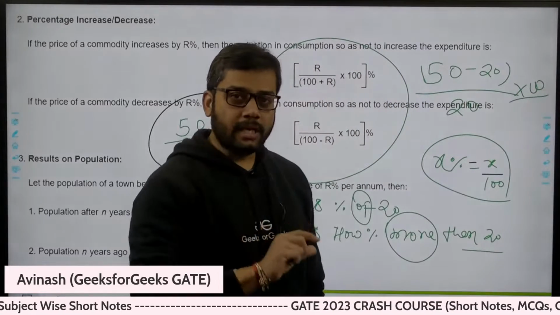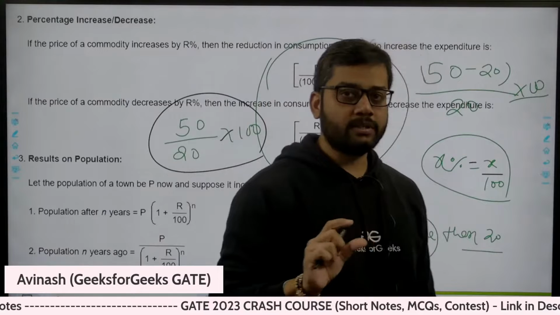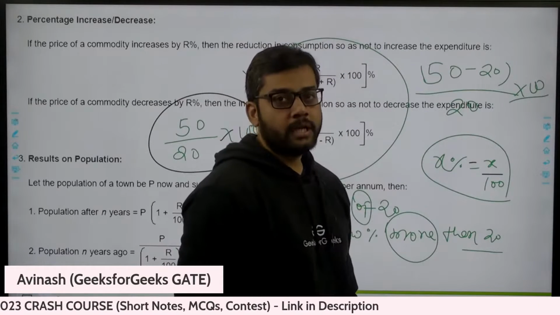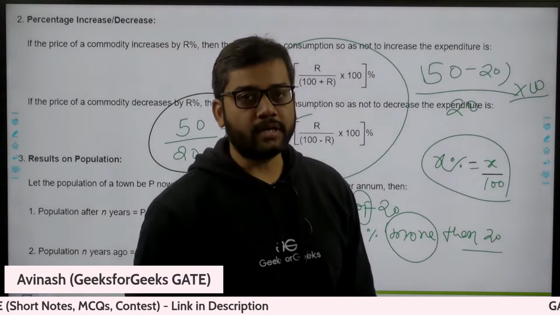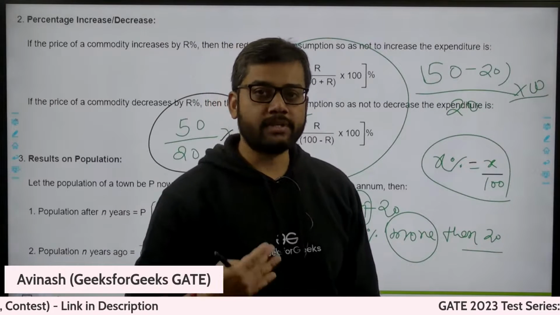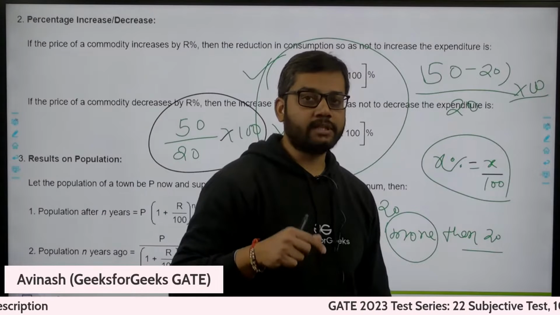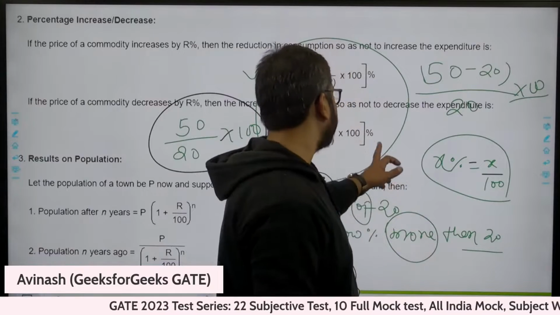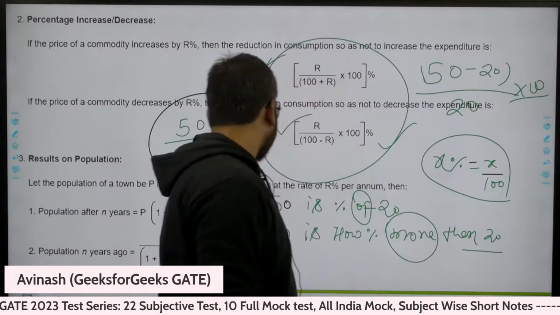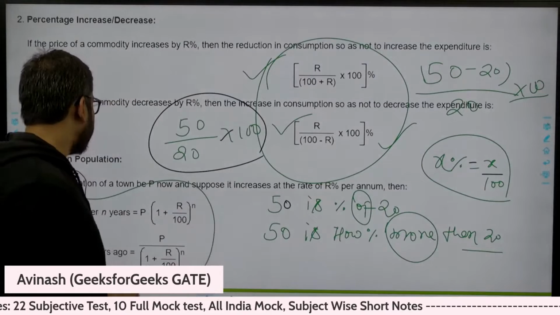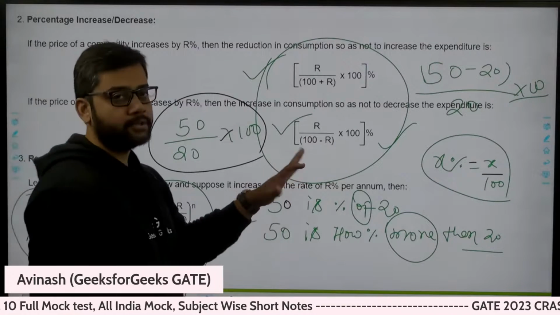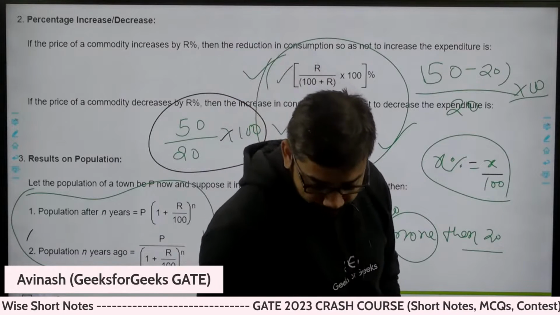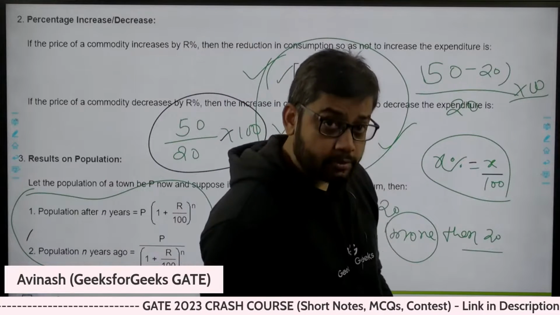That's it. I'm just mentioning the small theories, okay? This is the same thing we have written in the formula part. If there is an increment of R percentage, then R upon 100 plus R into 100. And if there is a decrease of R percentage, then R upon 100 minus R into 100. So these two are the formulas we are going to use. I have also mentioned this simple formula, but if you are not going to remember this, there is nothing to worry about. Just these two basic formulas are what we need, and nothing else.